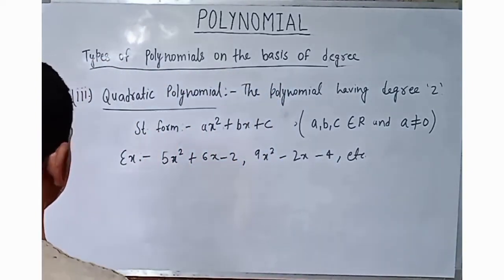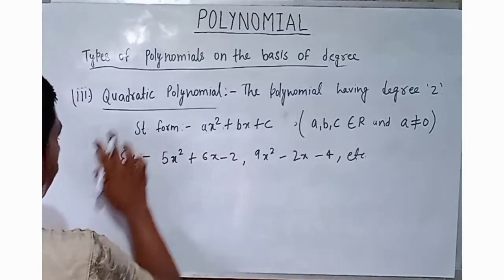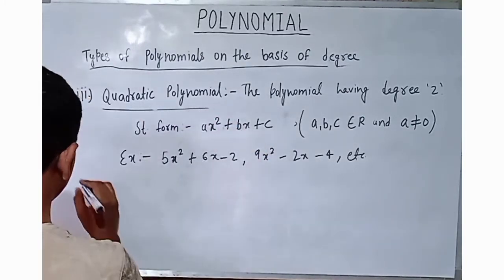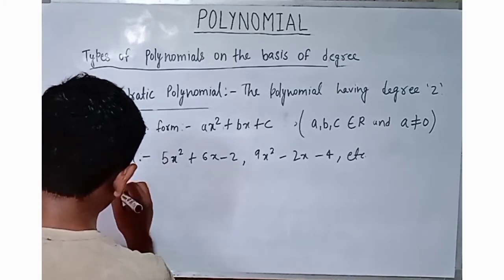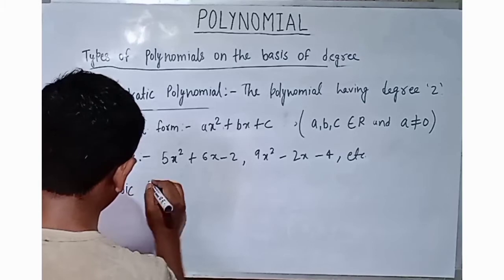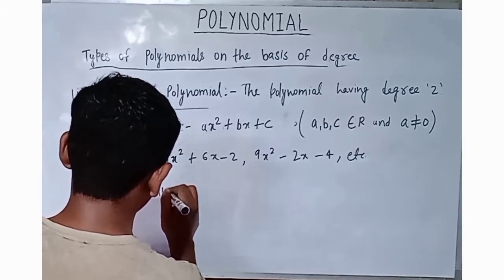Now, I think this quadratic polynomial is clear to you. Now the fourth one is cubic polynomial.